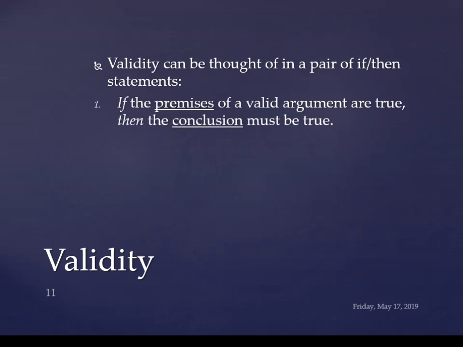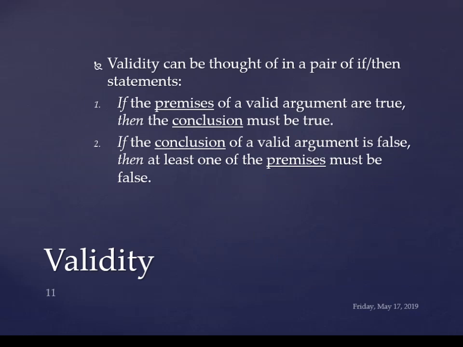So here's one way of putting it. Here we're going to talk about the premises. If the premises of a valid argument are true, then the conclusion must be true. Validity plus true premises is going to guarantee a true conclusion. That's how it goes. However, you can have validity in the case of a false conclusion. So if the conclusion of a valid argument is false, and that's possible, I just showed you that, then at least one of the premises must be false. You can know that for certain just by virtue of the form of the argument.